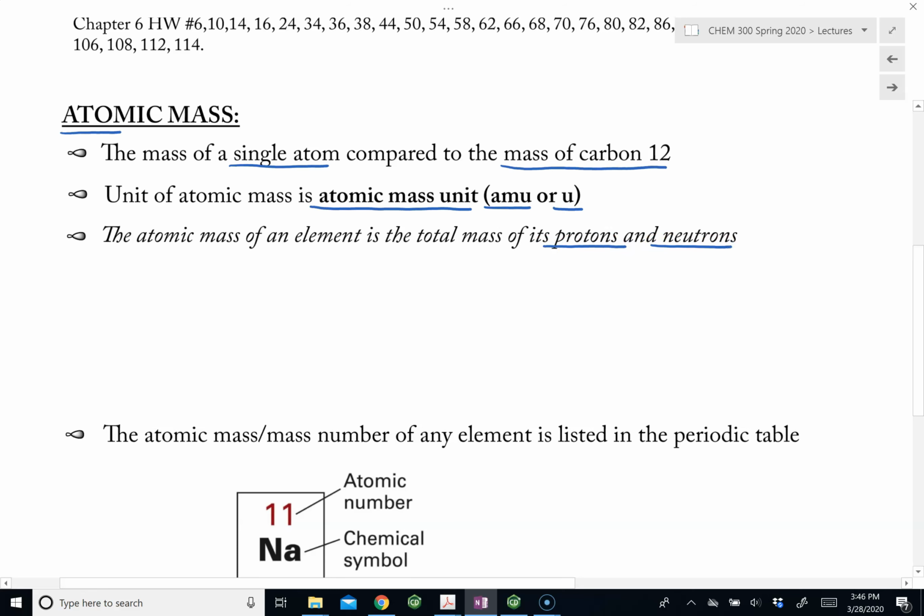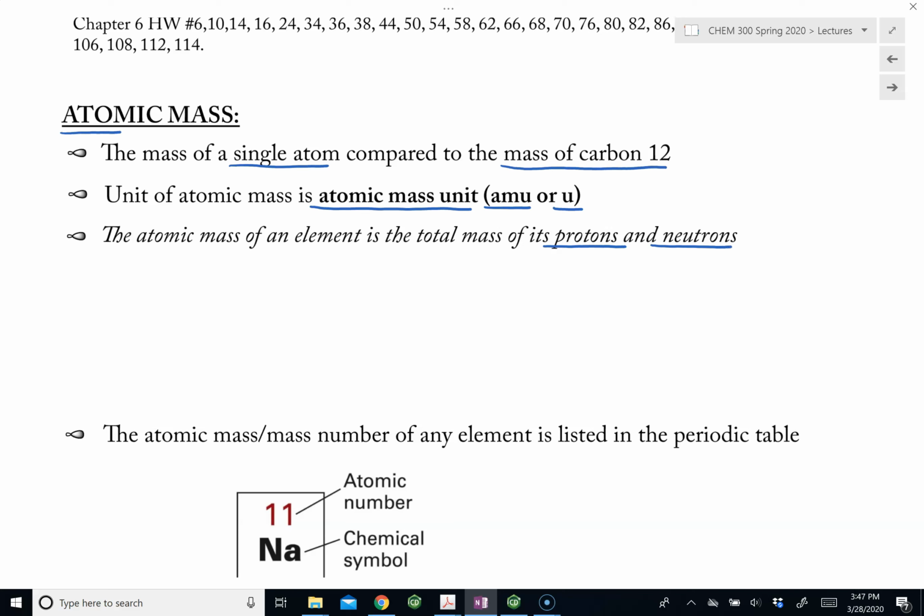So therefore, if we were to figure out the mass of any atom, all we have to do is figure out how many protons and neutrons it has, and add the mass of those protons and neutrons together. And that will then give us the mass of the single atom. And because in atoms, in terms of mass in grams, it will be a very tiny value, we do not use the unit grams. Instead, we use the atomic mass unit.